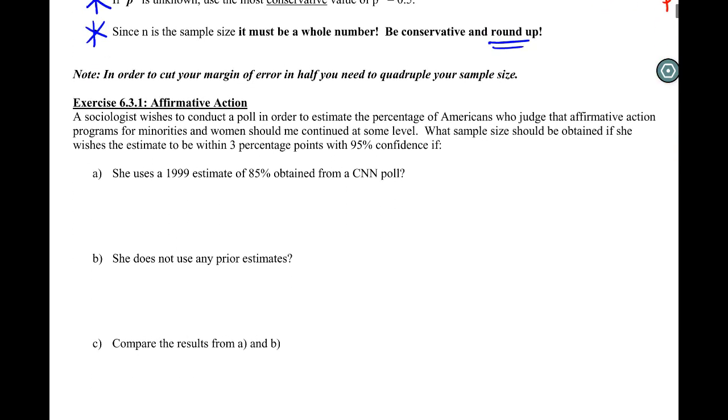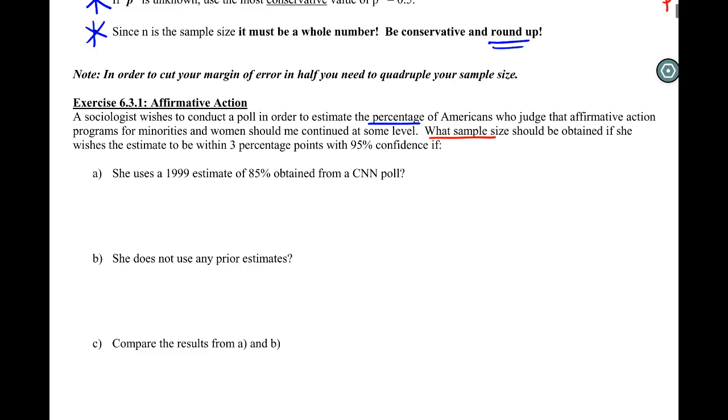So here we see a sociologist who wants to conduct a poll to estimate a proportion: the percentage of Americans who judge that affirmative action programs for minorities and women should be continued at some level. What sample size should be obtained if she wishes the estimate to be within 3 percentage points with 95% confidence?